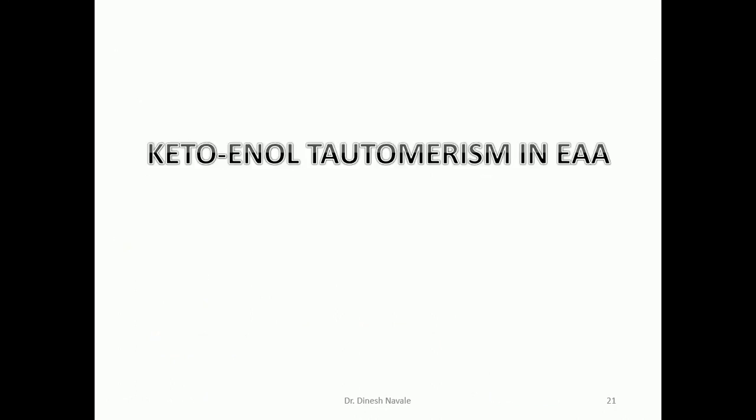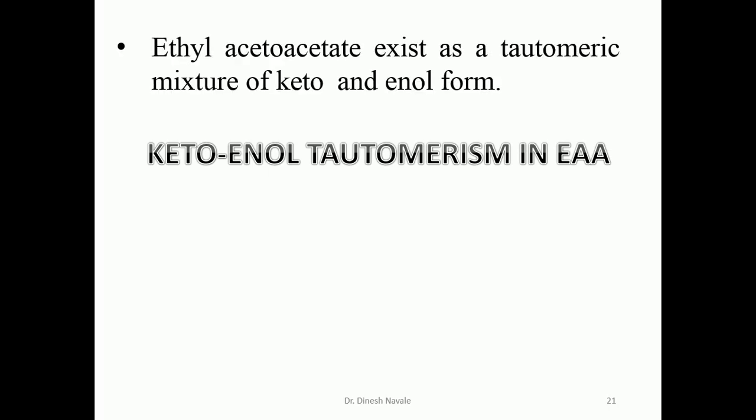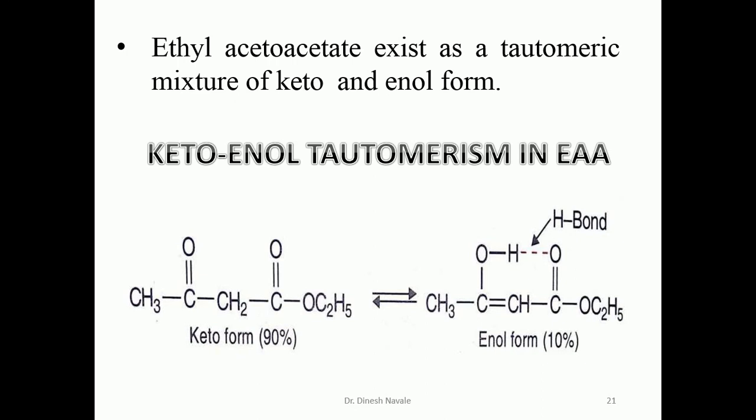Keto-enol tautomerism, EAA. EAA means ethyl acetoacetate. So we are going to see the structure for this one. Ethyl acetoacetate exists as a tautomeric mixture of the keto and enol form. This is the ethyl acetoacetate compound, which in short form is called EAA.